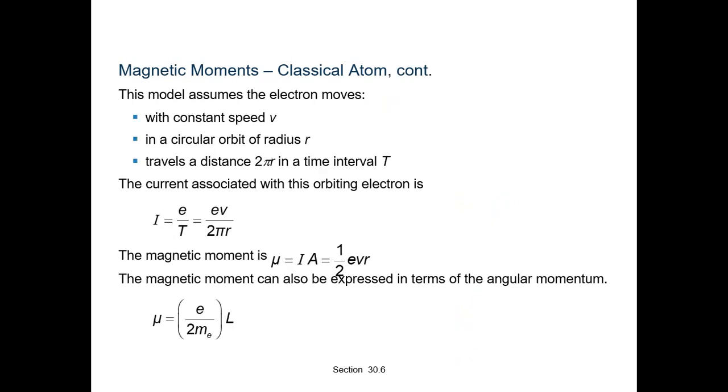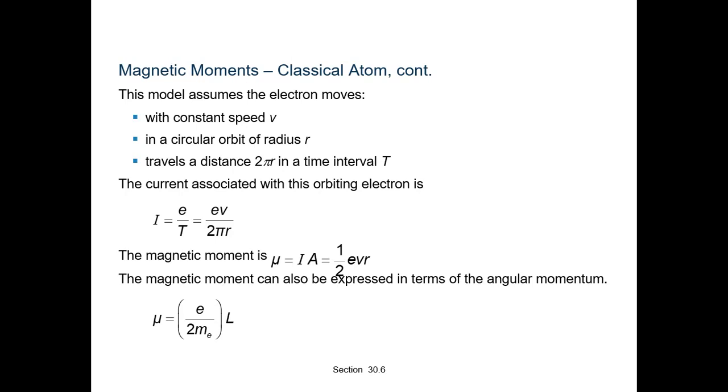Now see the magnetic moment. The model assumes that the electron moves with a constant speed v in a circular orbit of radius r, traveling a distance 2 pi r in a time interval T. So the current associated with this orbiting electron is e upon T, where T is equal to 2 pi r upon v. So the magnetic moment mu is equal to I into A, which is equal to 1 by 2 evr.